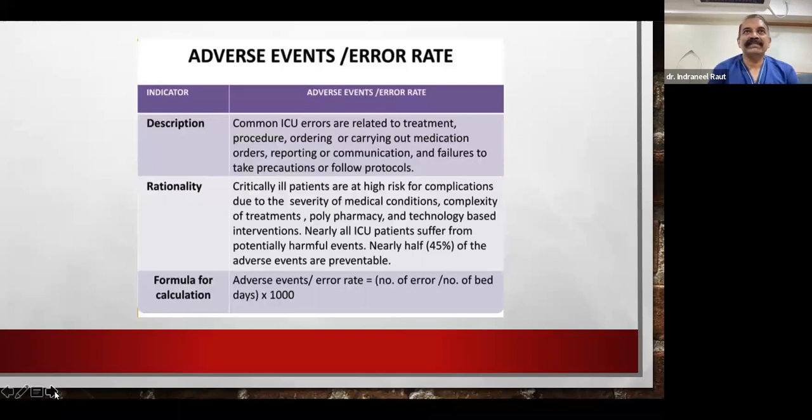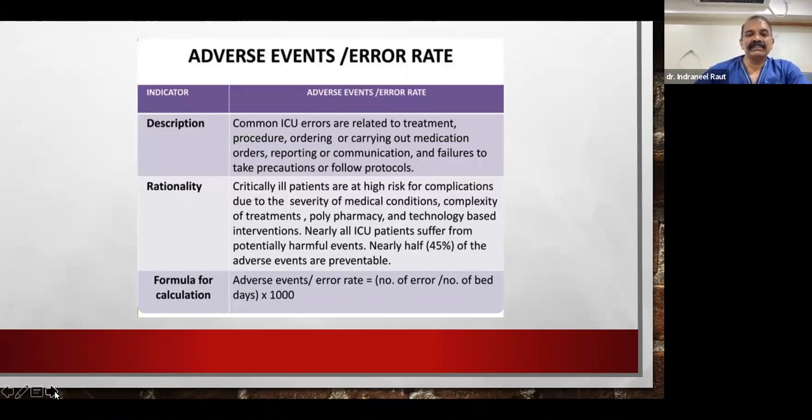And near misses are where a serious harm could have occurred, but you found it out in time and stopped the event from occurring. Usually a near miss is the tip of the iceberg, and a lot of errors are being underreported. So when the near miss proportion is high, that means something is going wrong.